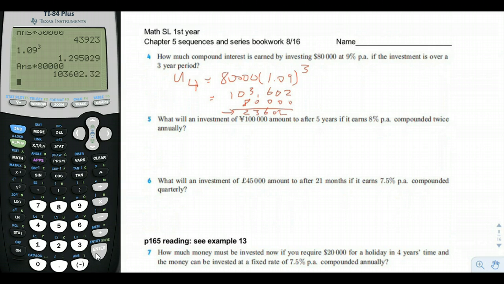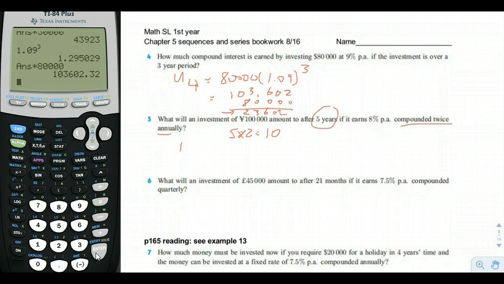Okay. What will an investment of 100,000 yen amount to after 5 years if it earns 8% per annum compounded twice annually? Now they're getting tricky because now they're doing compounded semi-annually. So even if they say it's 5 years, it'd be 5 years and compounded twice per year. So how many compounding periods is that? Well, that would be 5 times 2. So the number of compounding periods is now 10.